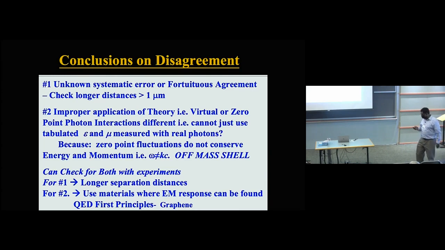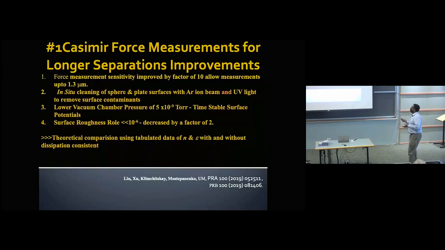Okay. All right, so the first one we did, we started a few years ago, and we made a factor of 10 improvement in our precision and measured separations up to 1.3 microns, and actually measured longer distances, but we reported up to 1.3 microns, and I'll tell you why. And the way it was done is we also tried to address how to get rid of the patches. We use argon ion cleaning and UV beams to get rid of the patches as much as we can. We go to high vacuum, ultra high vacuum. And this was a minor problem, it never was an issue, but we decreased the surface roughness issues. And then we compare theory and experiment.